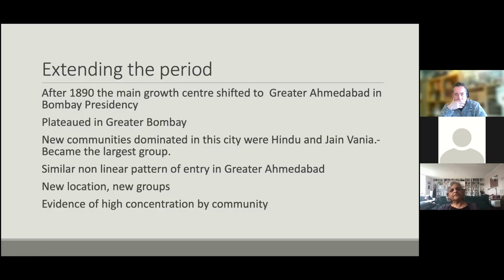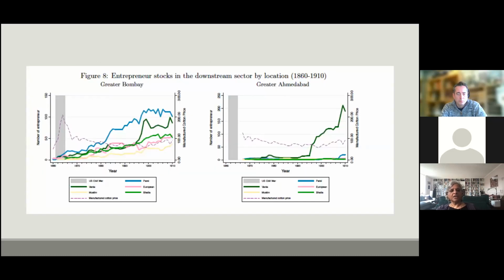When we extend the period from the initial phase after 1890, we see that the industry actually moved to an alternative location, which is the Ahmedabad region, which I showed you in the map before, also in Western India. And in this new location, new communities dominated the industry. So the group that emerged as the main group of entrepreneurs in Ahmedabad were Hindu and Jain Vanyas. So every region has a different community which became the main investor in this industry in that region.